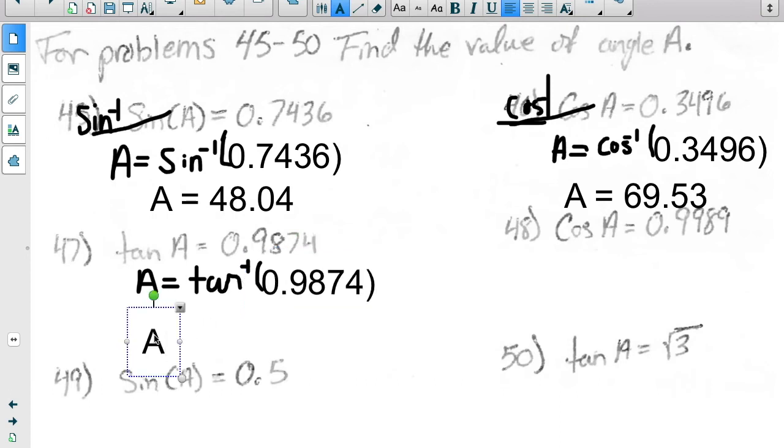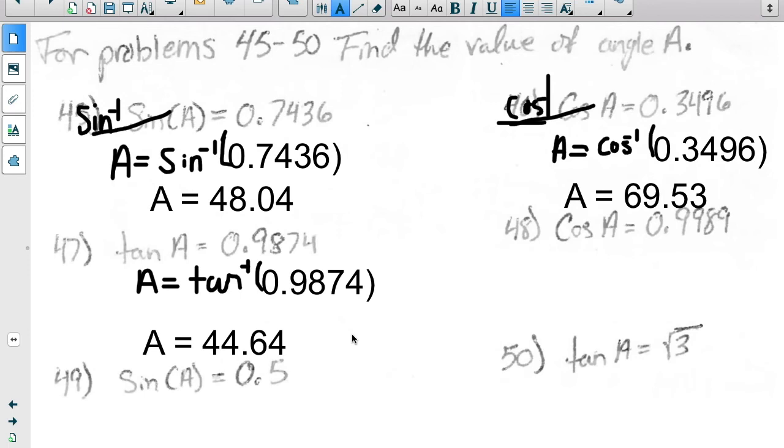And again, we just need to type that into the calculator. So 0.9874 for our tangent inverse. And we get 44.63 or 64 degrees. Either one will work. We just have to type this into the calculator and it will give us our answer.